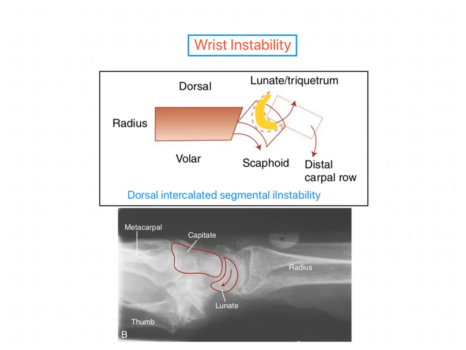Okay. So this is the scaphoid, and this yellow portion is the lunate bone, and this one is the distal carpal row. So when the lunate assumes an extended posture, so here the lunate is in extension, then such a presentation of instability is called dorsal intercalated segmental instability.